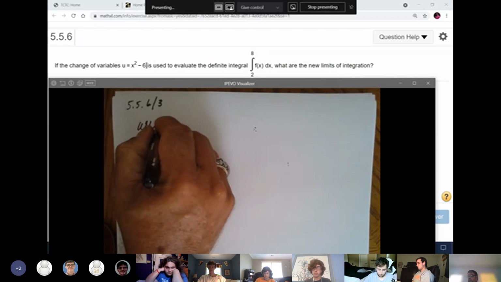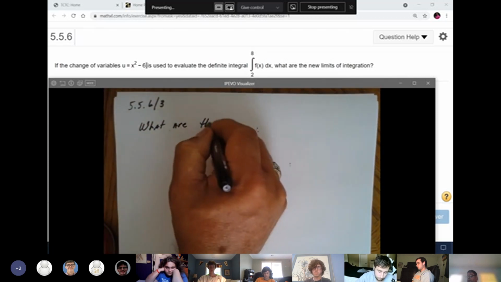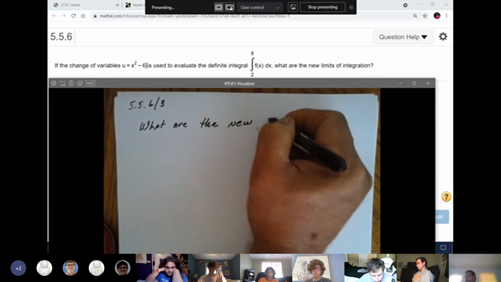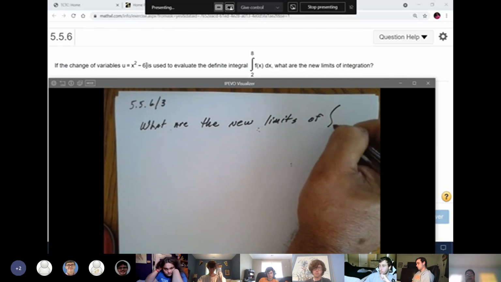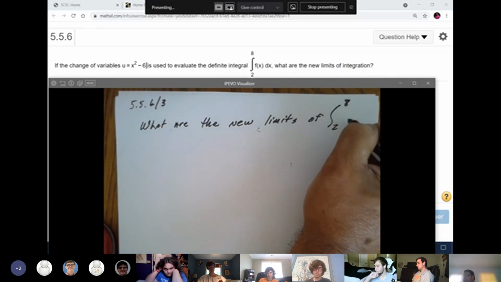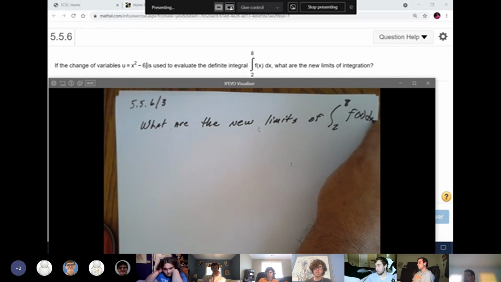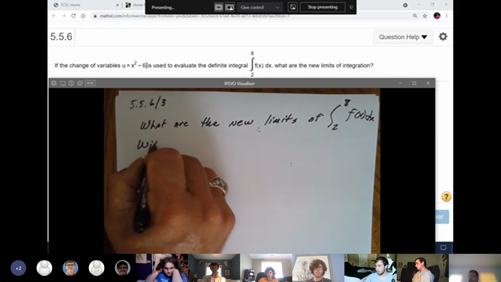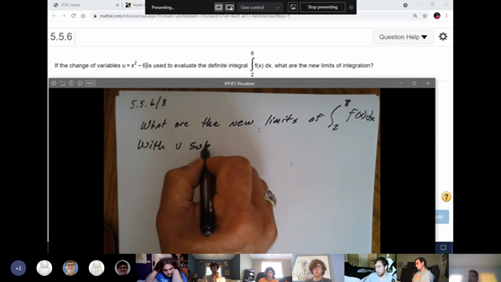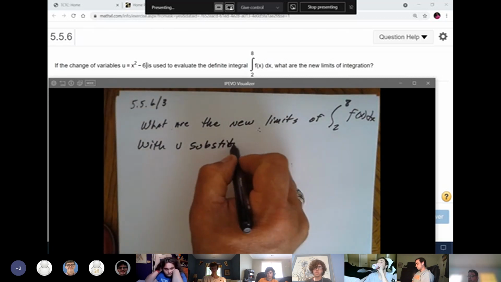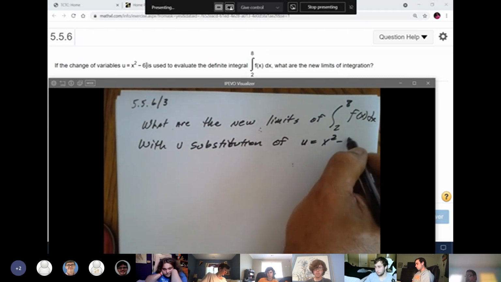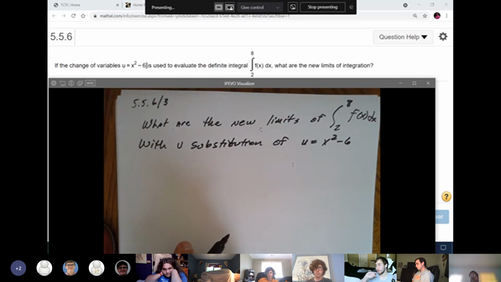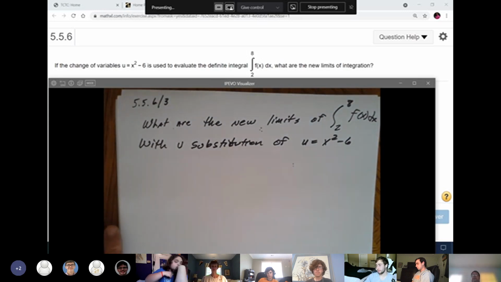What are the new limits of the antiderivative from 2 to 8 of f of x dx with u substitution of u equal to x squared minus 6? That's the way it should be written. Now that is a test question.